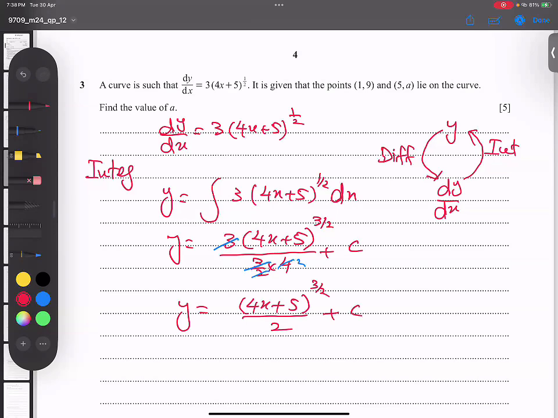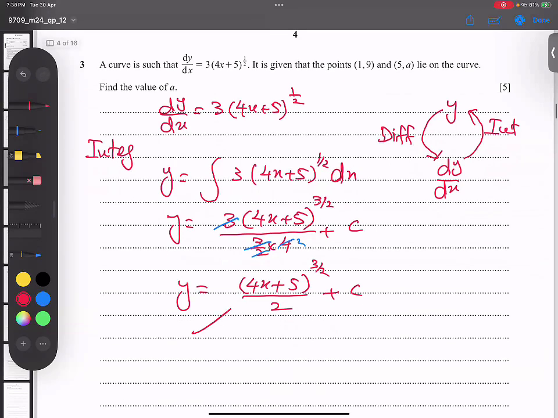Okay, students, now I can plug in those points one by one. First, I plug in this one: 1, 9. So use 1, 9. 9 will come in the place of y, and 1 in the place of x. So I got 4 plus 5, 9, and 9 to the power 3 by 2. And you know, 9 to the power 3 by 2 gives you 27.